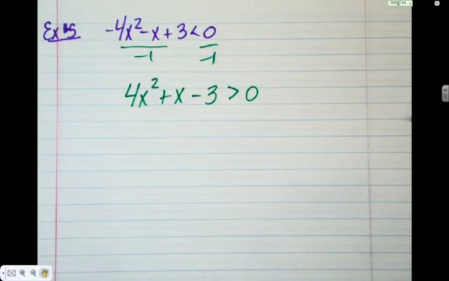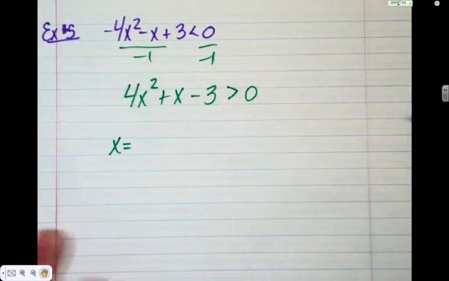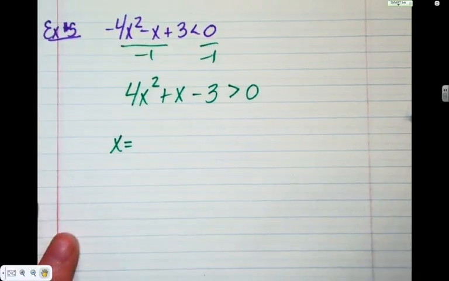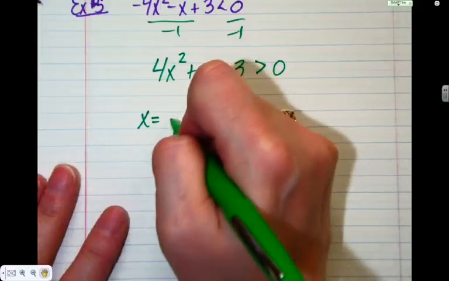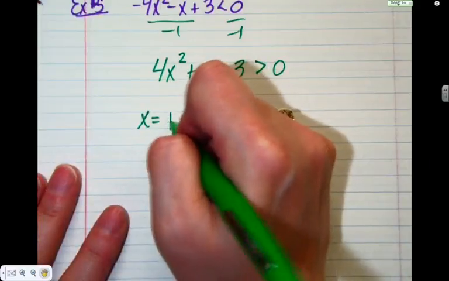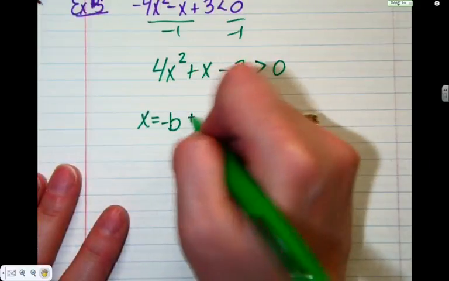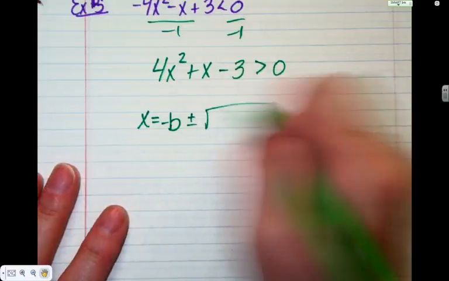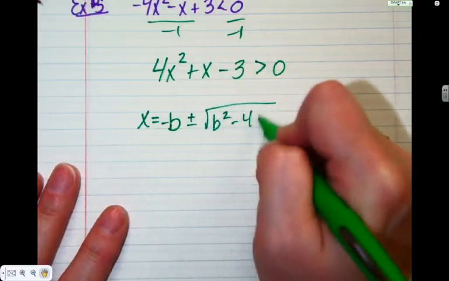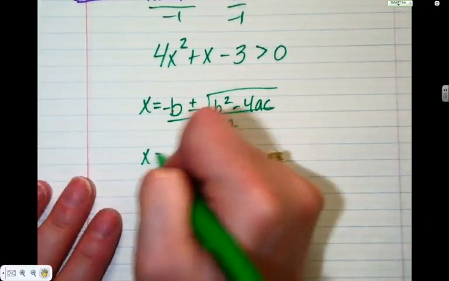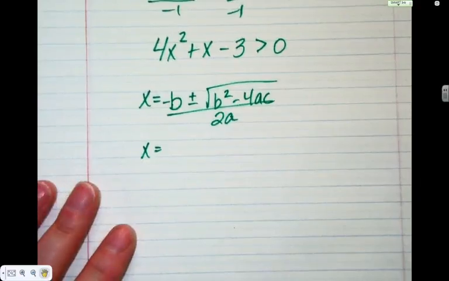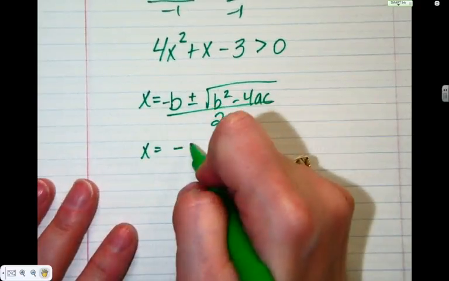Factor could be the square, quad formula, square root. Square root. No, let's do quad formula. You said you wanted to do quad formula. At first I thought you said you wanted to do square root, but then I remembered you said quad formula. So, yeah. X is equal to negative B plus or minus square root of B squared minus 4AC, over 2A. What's B? 1.